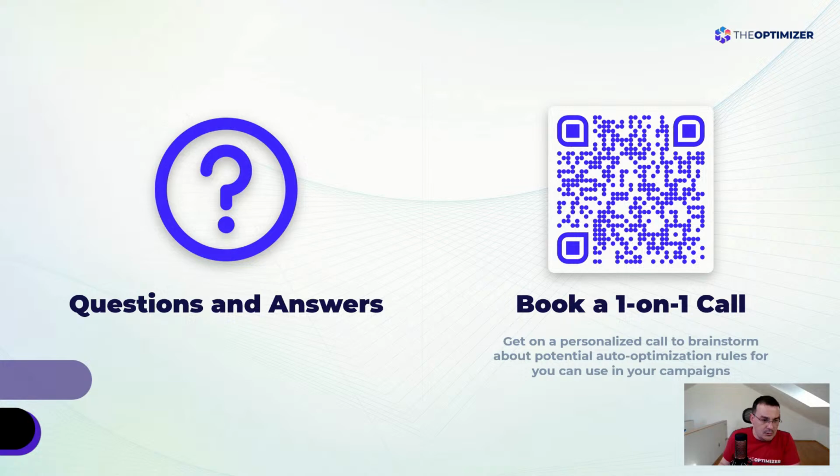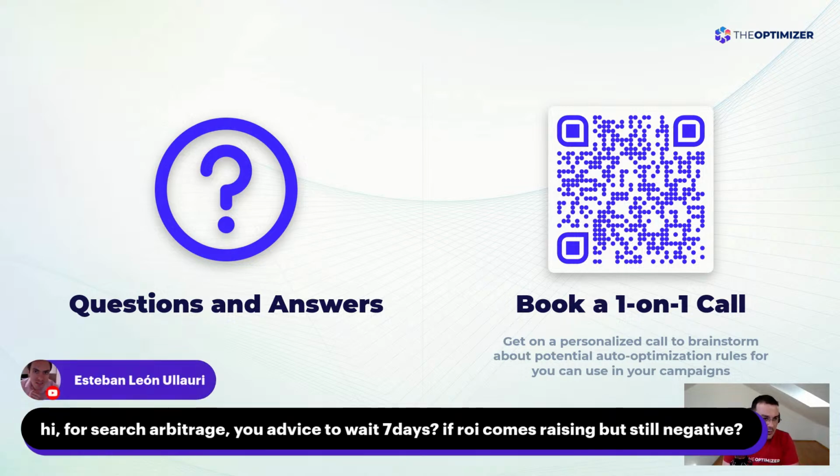I think we have a couple of questions. Okay, so Esteban, hi Esteban. For search arbitrage, you advise to wait 7 days if ROI is rising but still negative. For search arbitrage, I would stick to 3 to 4 days, depending on the geo.